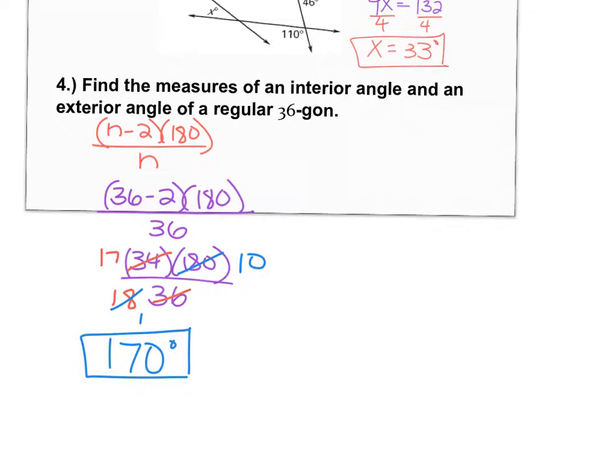So again, I could have multiplied straight across. I could have done 34 times 180, got that, and divided by 36. But in my opinion, the smaller the number, the easier to work with. So reduce as you go, if you can.